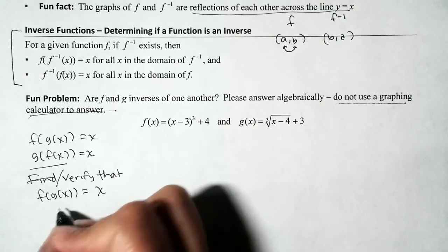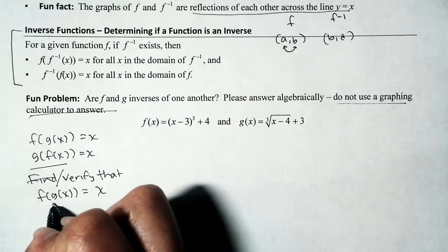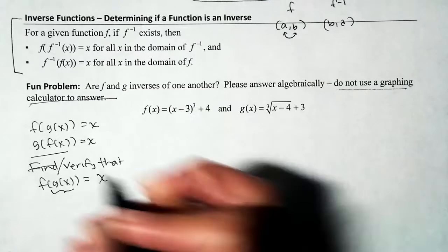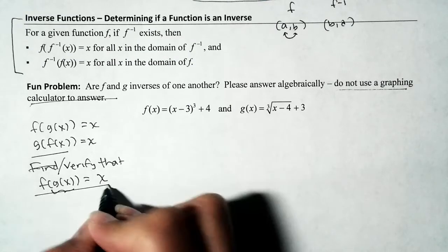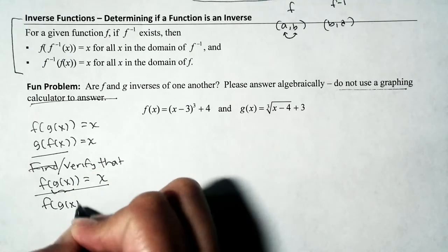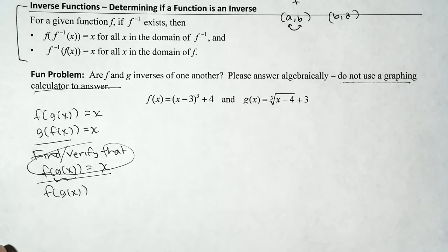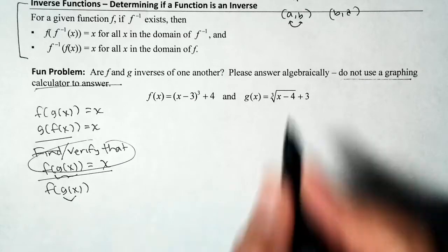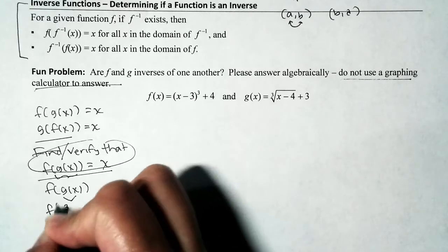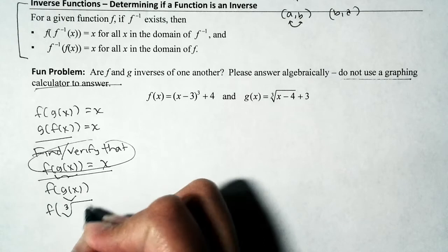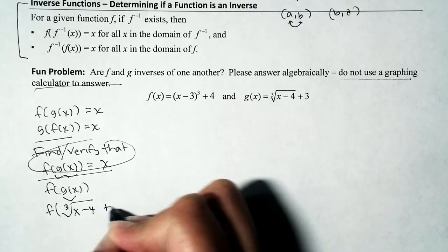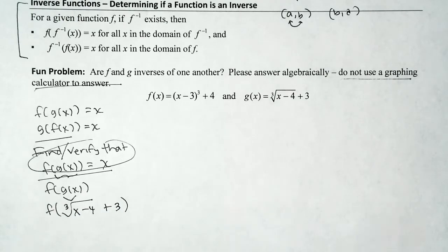Okay, so we have f of g of x. So the question is, well, what is g of x? Okay, so f of g of x. This is what we wanted to verify, and I wanted to start off on a clean slate. So g of x, according to the problem, is the cube root of x minus 4, plus 3. All right, so we want to verify that f of g of x simplifies to x. So let's go ahead, find that, and see if it really does simplify to x.